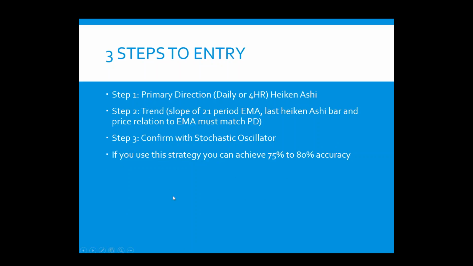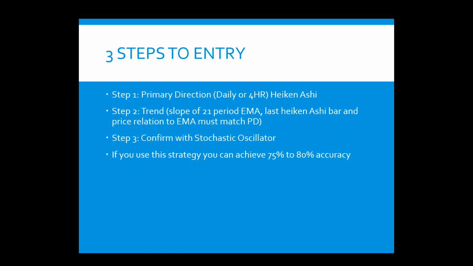3 steps to entry on every trade. Step 1, what is the master trend? Remember, you're looking on the daily first, and then you're moving down to a 4-hour or 1 hour. Step 2 is looking at the trend, the slope of the 21 period exponential moving average. The last Heiken Ashi bar and price relation to the EMA must match the chart, the primary direction.